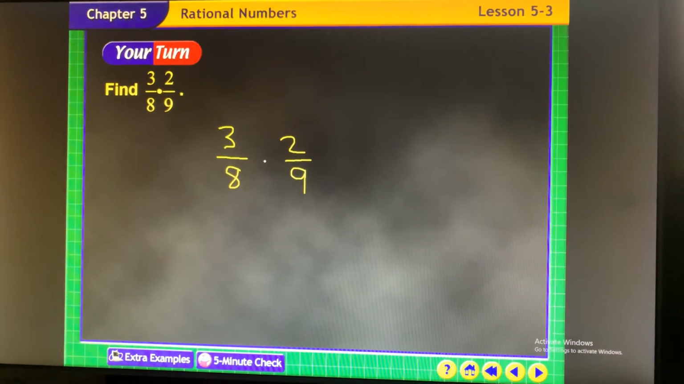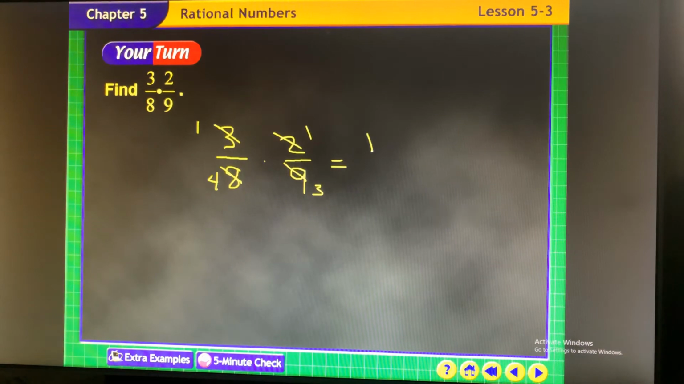Okay, look across first. What goes into 3 and 9? 3 does. 3 goes into 3 once, 3 goes into 9 3 times. What goes into 2 and 8? 2 goes into 2 once, 2 goes into 8 4 times. 1/12.